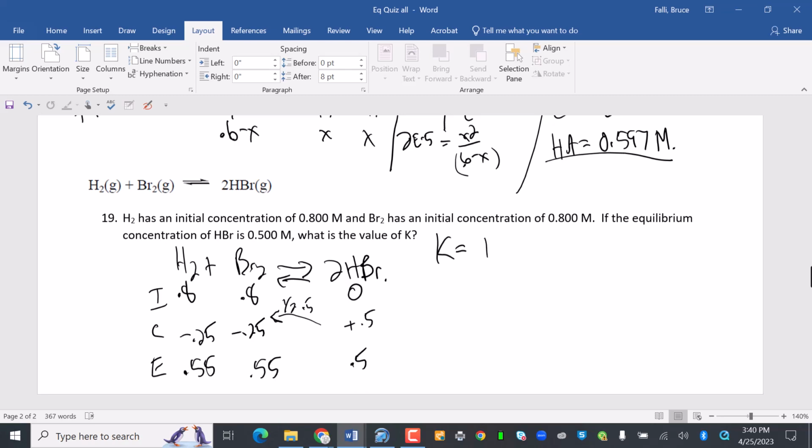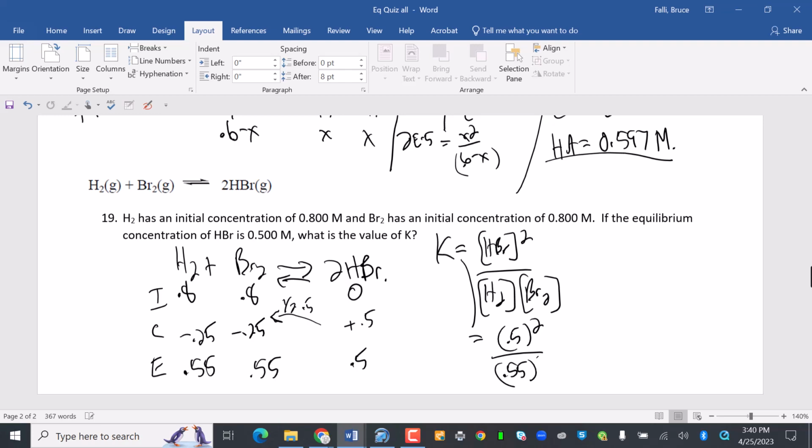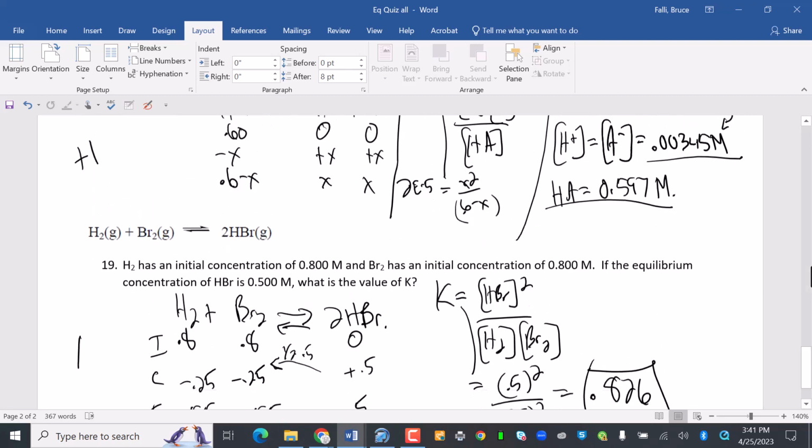So the value K. K is HBr squared over H2 Br2. 0.5 squared over 0.55 squared. 0.5 squared divided by 0.55 squared, and it's 0.826, worth 1. Boom, bada boom.